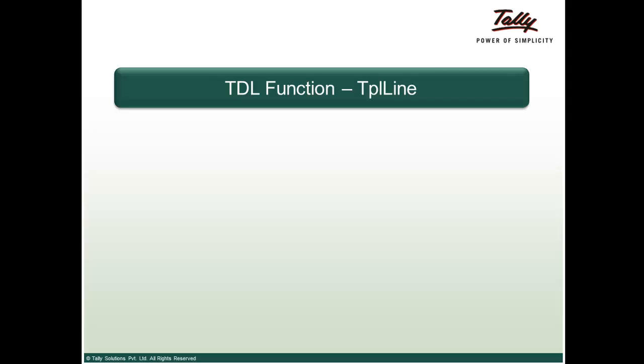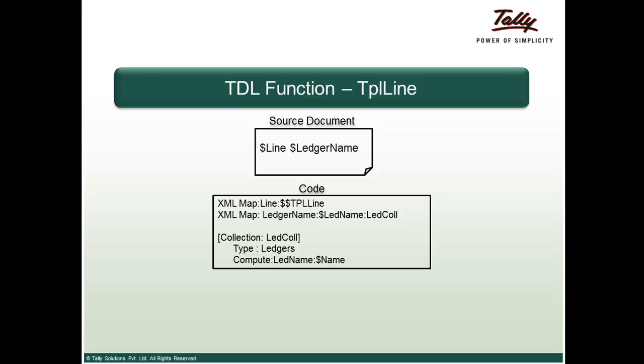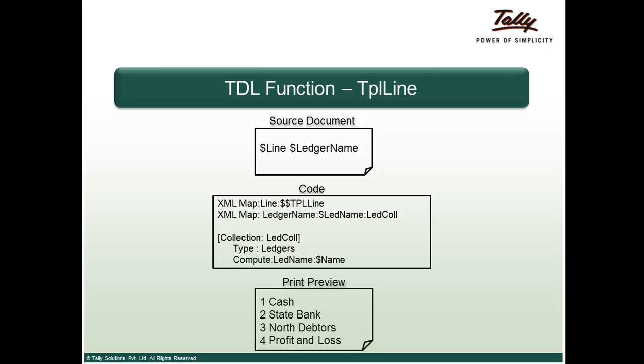To illustrate the same, here is a source document having 2 tokens, $line and $ledgerName. And here is a code where there are 2 XML maps for these tokens, where line is set with the value retrieved from the function $$TPLLine, and the XML map ledgerName gets its value from the method LedName from the collection LedCol. That is, it gets the ledger name from this collection. Considering there are only 4 ledgers in the company, here is the output.